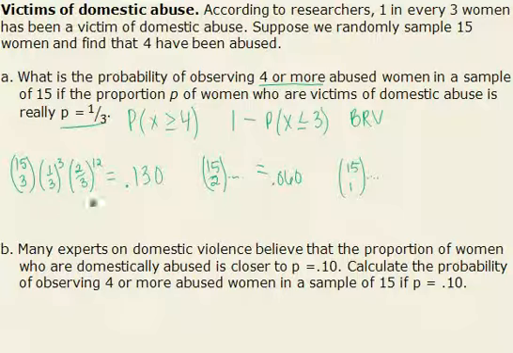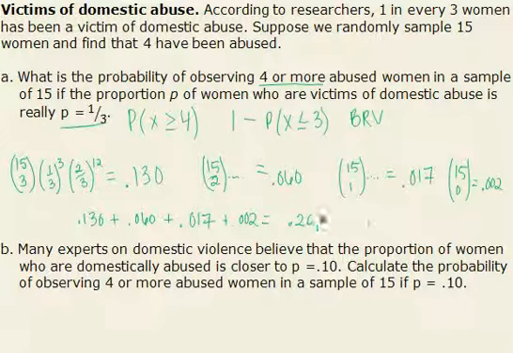These dot dot dots mean the rest of this binomial random variable theorem. I have 15 choose 1 is 0.017. And 15 choose 0. Now again, you can choose 0. Dot dot dot, that rest of the theorem is 0.002. Adding up 0.130, 0.060, 0.017, and 0.002, I have 0.209, so I have 1 minus 0.209 would be the probability of 4 or more.